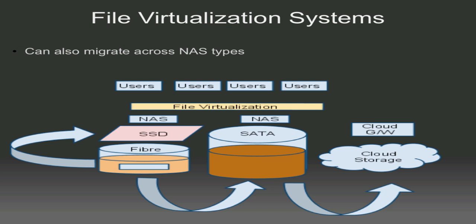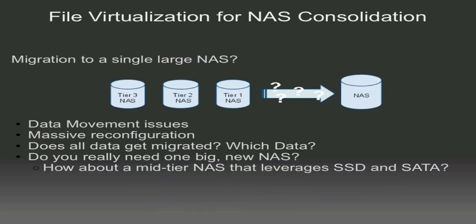Next up, let's talk about using file virtualization for NAS consolidation. So think about that. You've got all these different tiers of NAS and you want to migrate to one big NAS. How do you get the data over there? How do you avoid a massive reconfiguration? Do you move all the data and throw out all these tiers of storage, or do you just be selective about it? And really, do you need one big new NAS? How about a mid-tier NAS that can leverage SSD and SATA? So what file virtualization can do is kind of open up some of these questions and options for you.